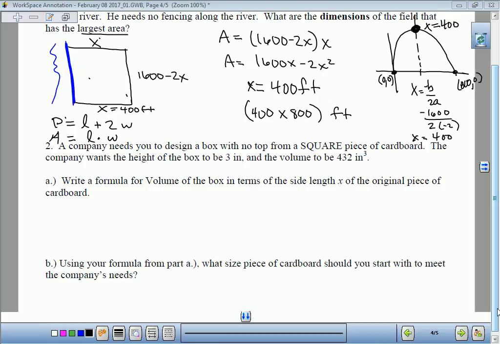All right, number 2. A company needs you to design a box with no top from a square piece of cardboard.